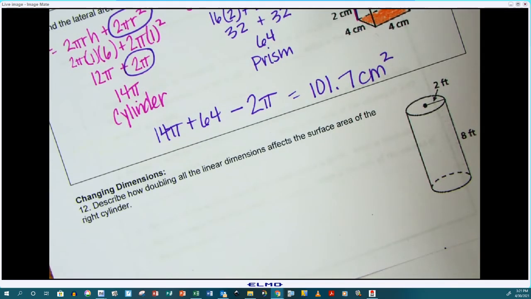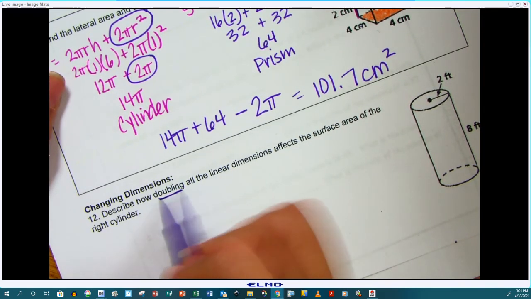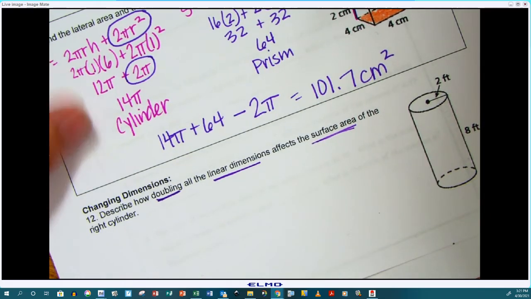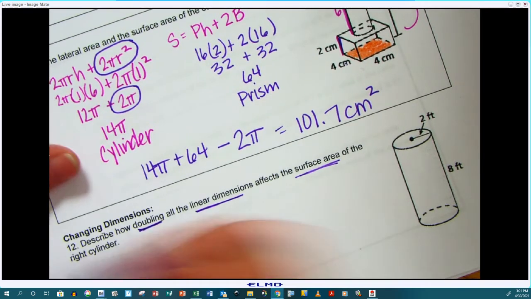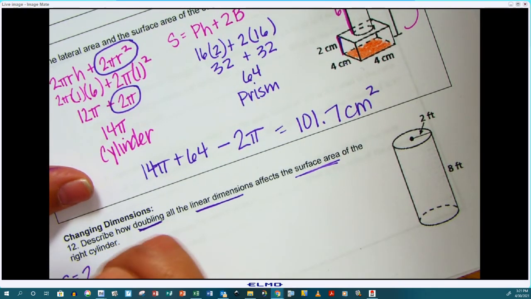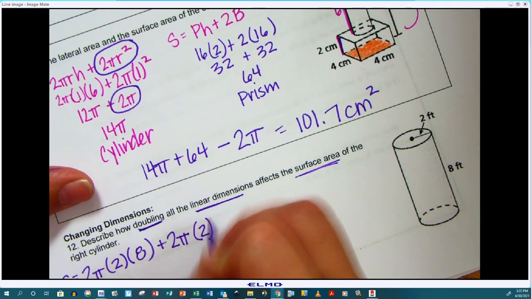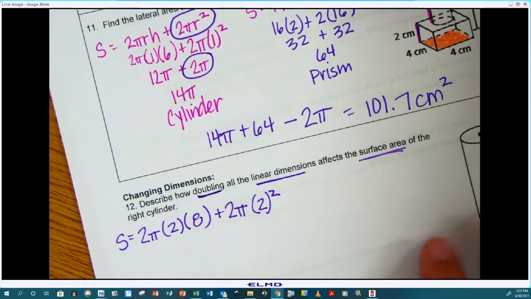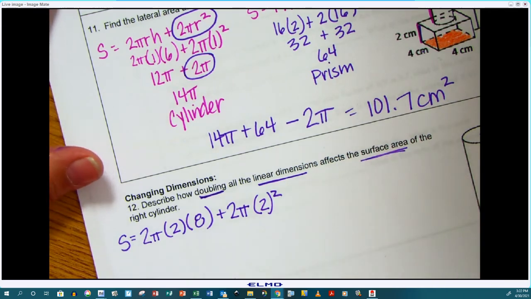All right, the last part here is talking about changing dimensions. It wants you to talk about when you double the linear dimensions, what happens to the surface area, all right? So let's find the surface area of the cylinder. Like I said, the surface area of cylinders are easy. So we got 2 pi r h plus 2 pi r squared. So I'm just plugging in the radius and the height into the formula so I can get the surface area. And then I'm going to double my dimensions and see what happens.